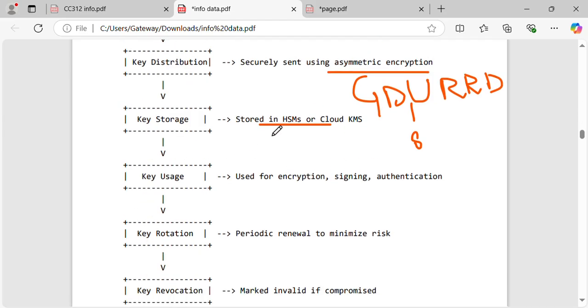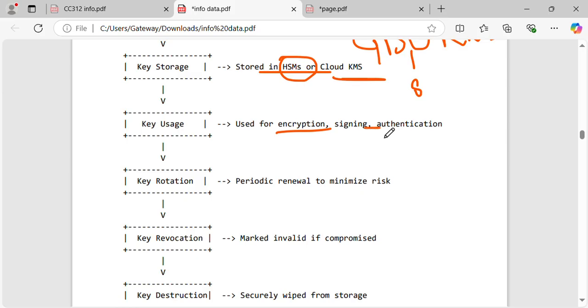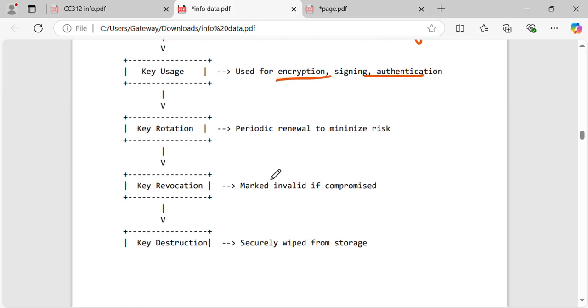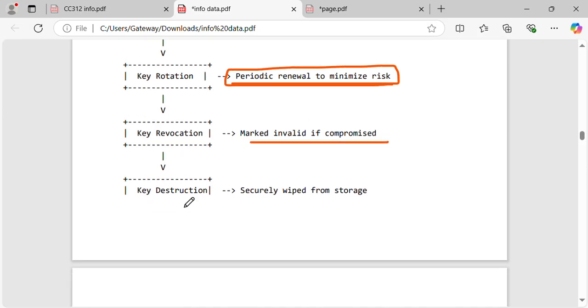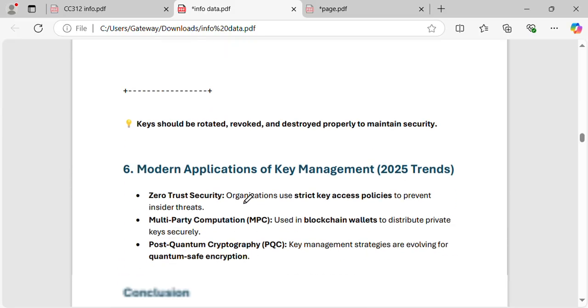And then we store them in hardware security modules or cloud management systems. Then we use them for encryption, signing, and authentication. Then we rotate them, with periodic renewal to minimize risk. Then we have revocation: marked invalid if compromised or expired. Key destruction: securely wiped from storage. This was the whole cycle.